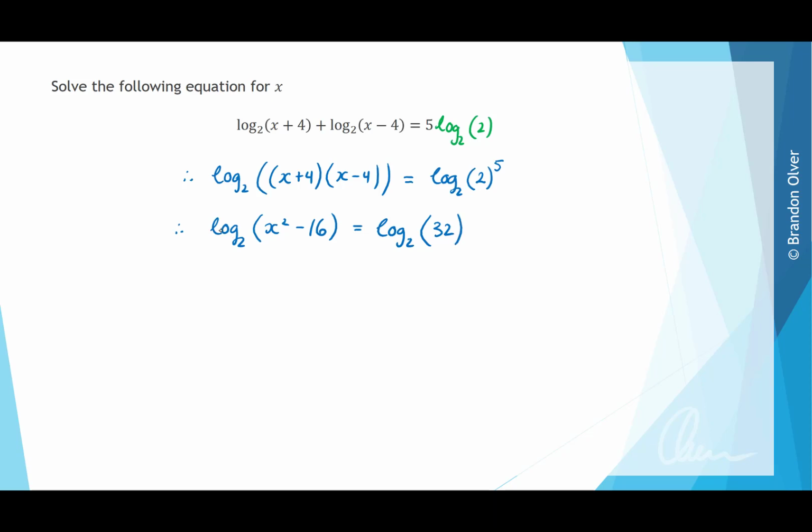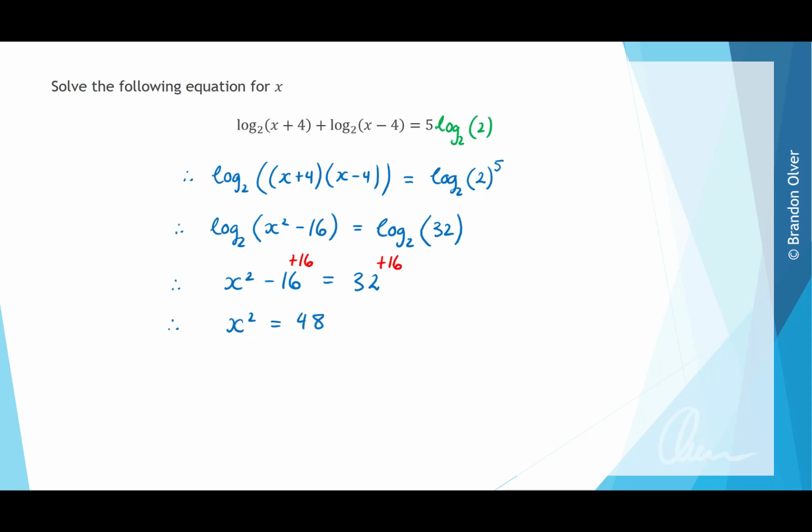Now that we have the same log with the same base on both sides, we can equate the parts inside the log. So this will give us x squared minus 16 is equal to 32. And now this is a quadratic equation, but we can only see one x appearing, so that means we can simply undo it. So we're going to start by adding 16 to both sides of the equation, and this will give us x squared is equal to 48.